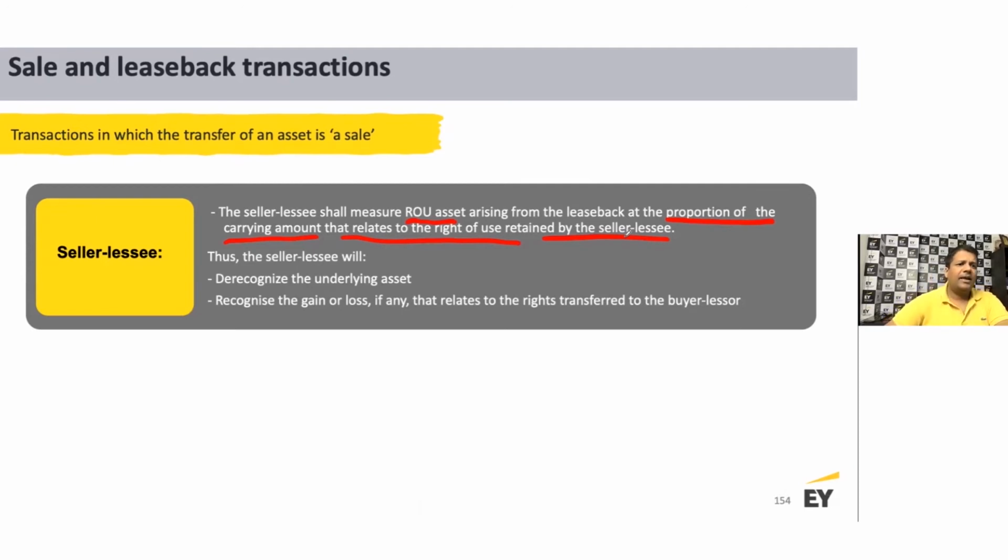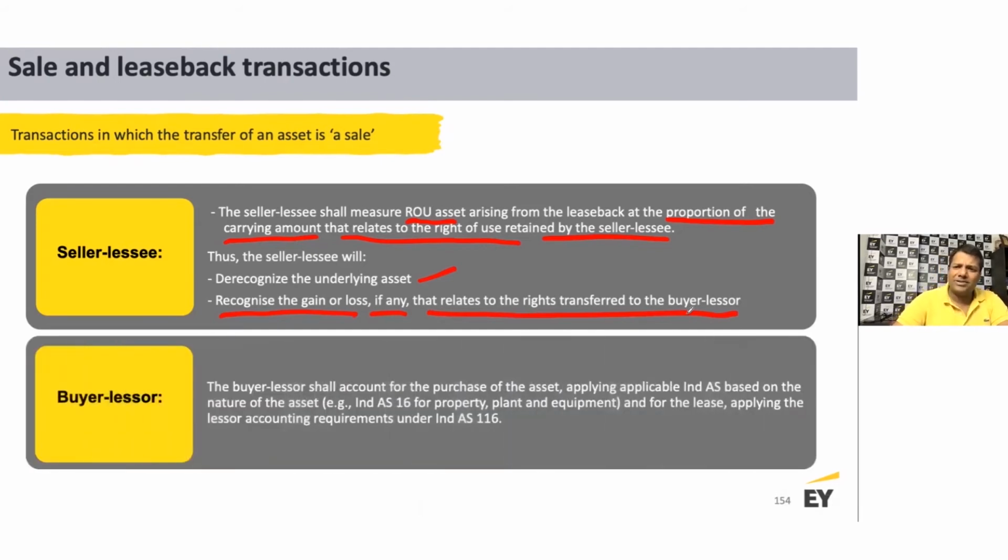All right. Thus, the seller lessee will de-recognize the original asset, because I have anyway sold this asset, and recognize the gain or loss, if any, that relates to the rights transferred to the buyer lessor. If there is a gain or loss, I'm going to record that.